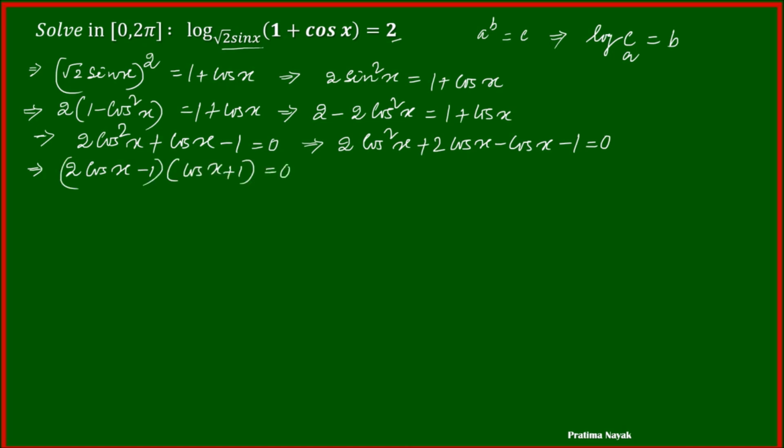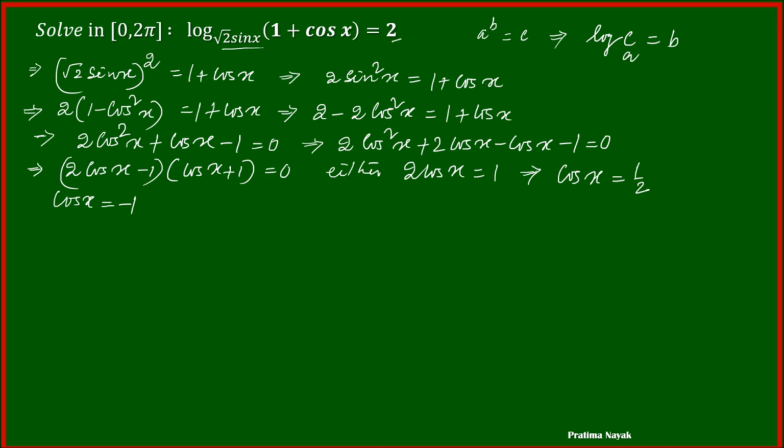So I'm getting two values of cos x. One is 2 cos x is equal to 1, or cos x is equal to half. From the second factor, cos x is equal to minus 1. Now let us check the solution, whether both will be solutions or anything will be rejected.